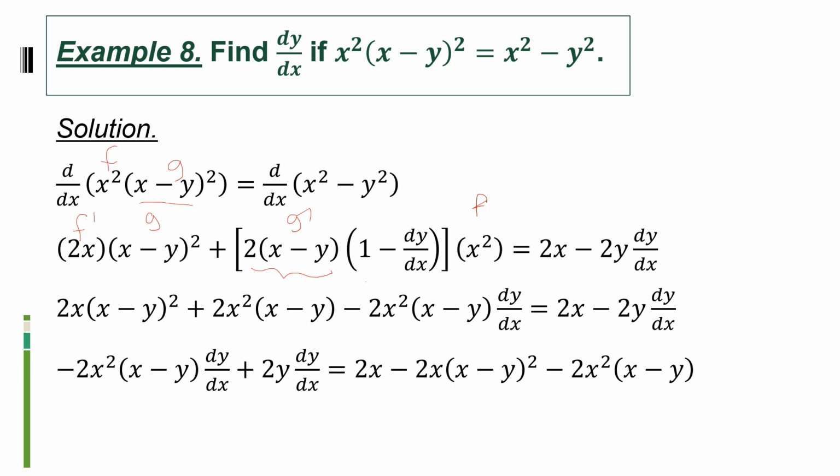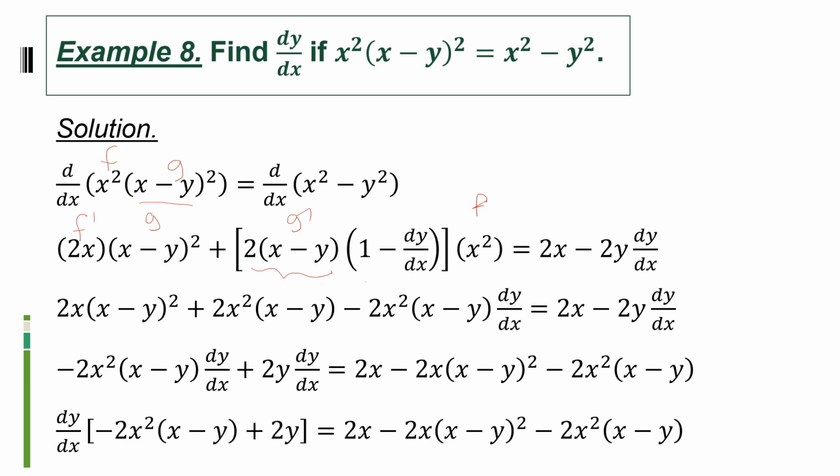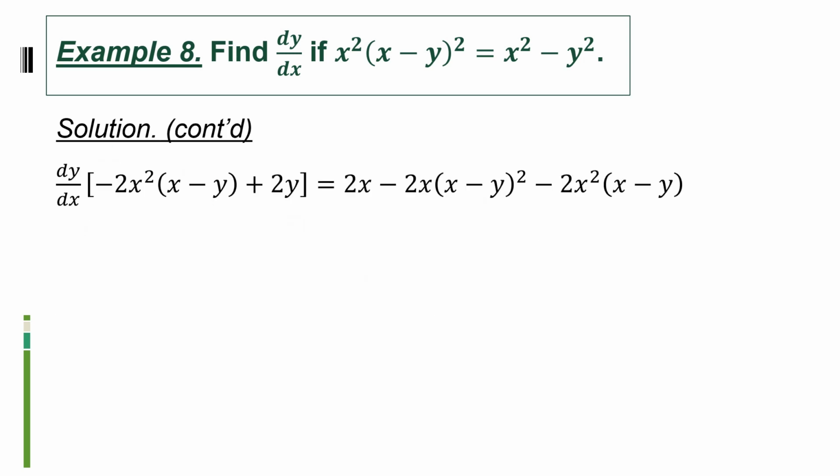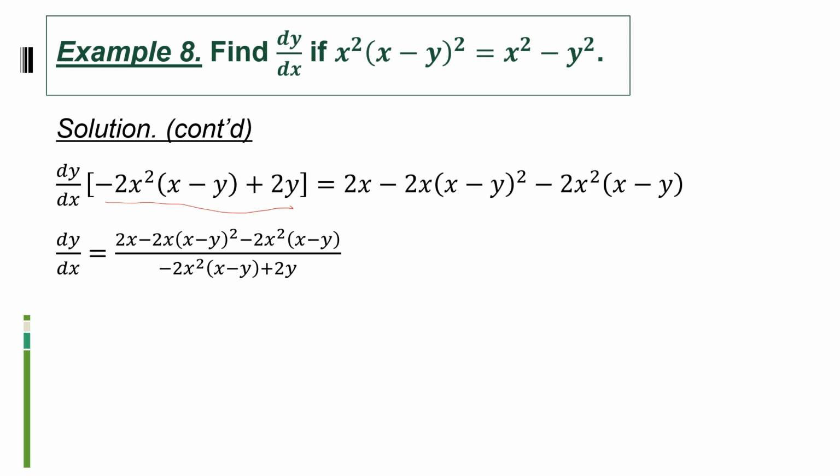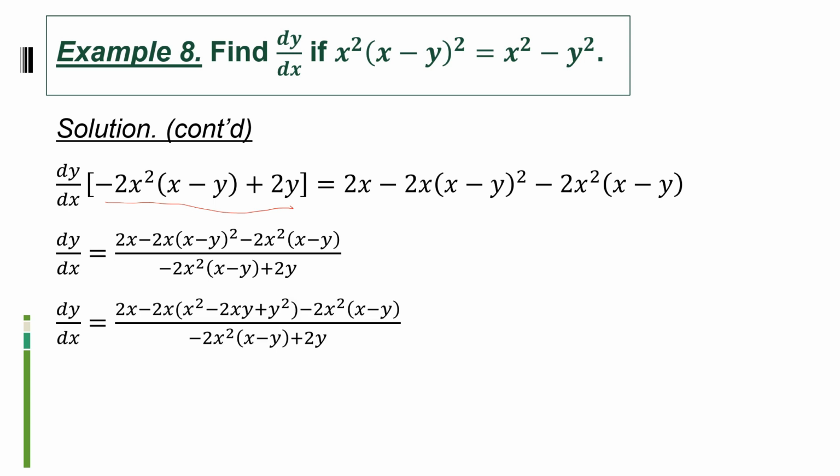By transposition, meron tayong ganito. So, nilipat lang natin lahat ng may dy over dx sa left-hand side. And if we factor out dy over dx, meron naman tayong nito. Now, dividing both sides by this, then we have dy over dx equals 2x minus 2x times x minus y squared minus 2x squared times x minus y all over negative 2x squared times x minus y plus 2y. Or, that is equal to eto.